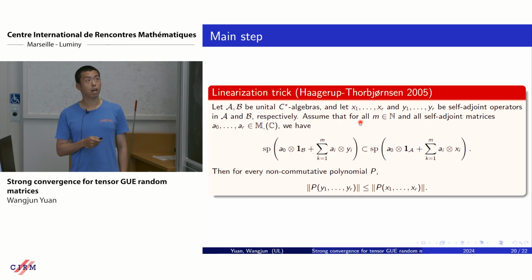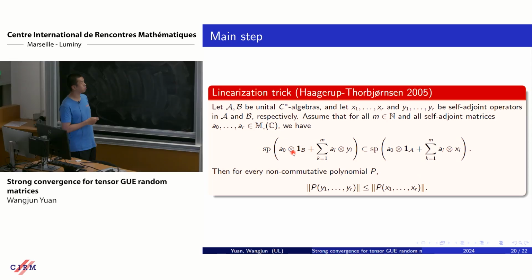Suppose that for every M and every self-adjoint matrix A0, A1 to AR, we have this relationship of the spectrum. That is, the spectrum of A0 tensor with identity plus the summation from i equals 1 to R of Ai tensor with Yi is included in the spectrum of the same thing where we replace the Y by X. And if this relationship holds, then for every non-commutative polynomial P, the norm of P of Y1 to YR is upper bounded by the norm of P of X1 to XR.